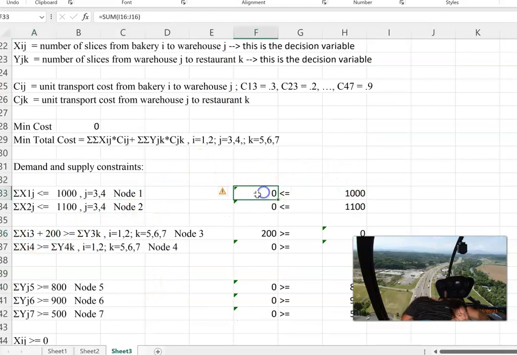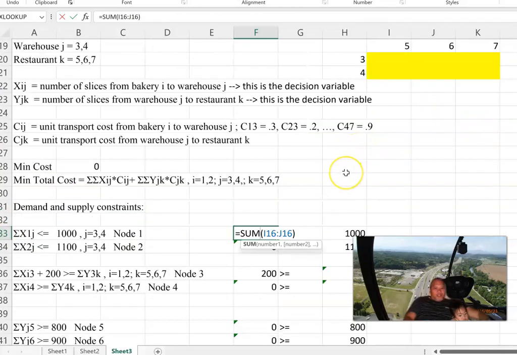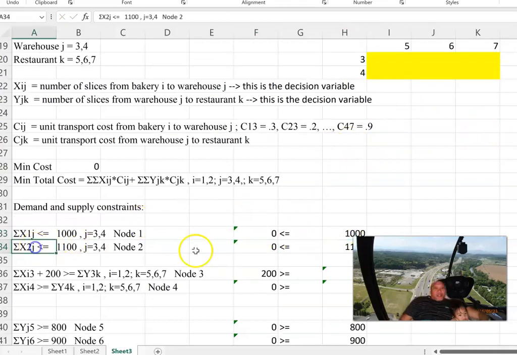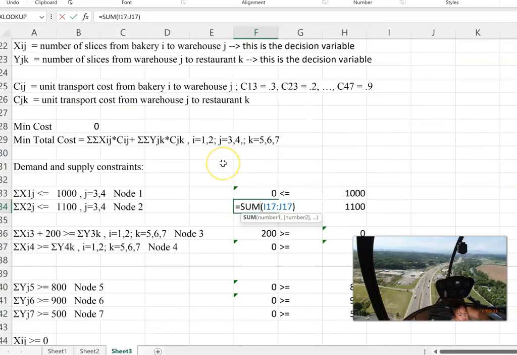Now, how do you do that? We say the total coming out of 1 has to be less than or equal to 1,000. And the total coming out of 2 must be less than or equal to 1,100. Next.